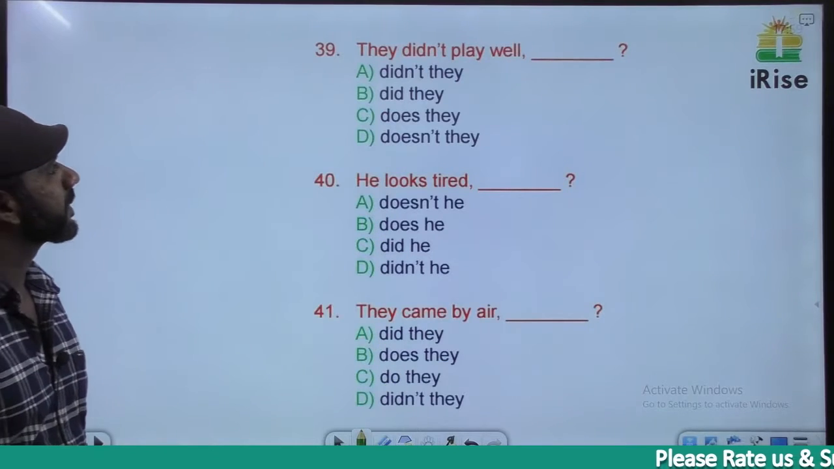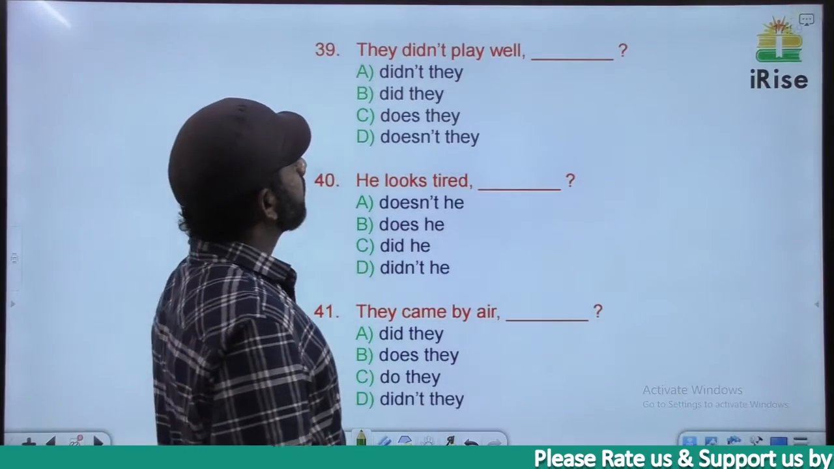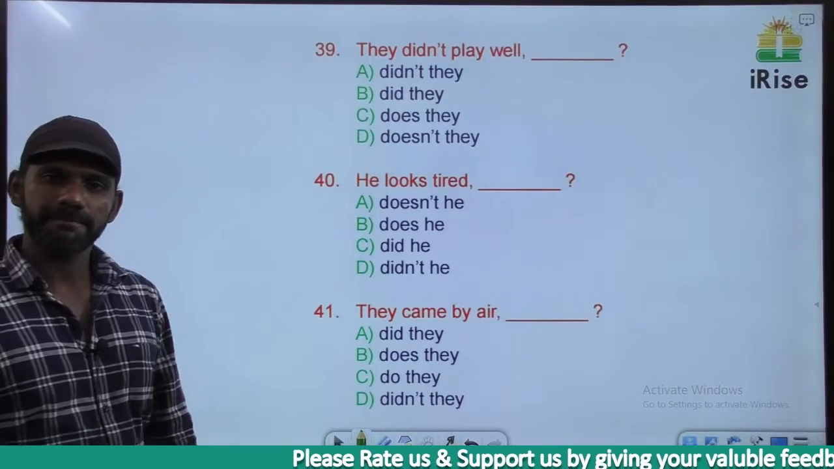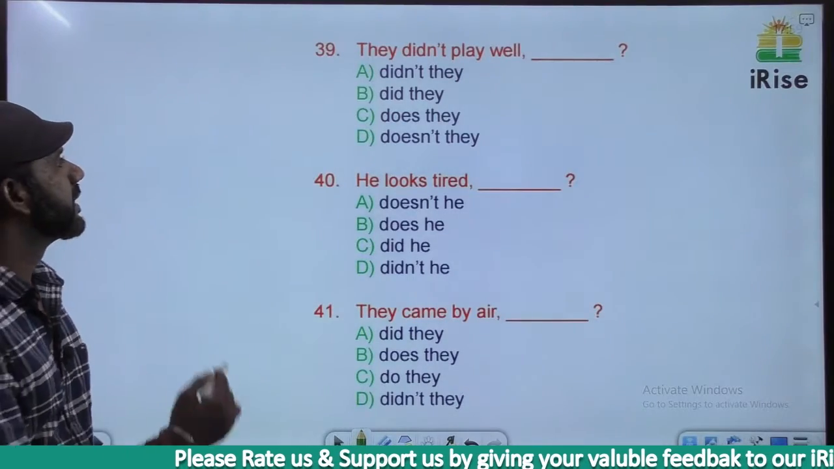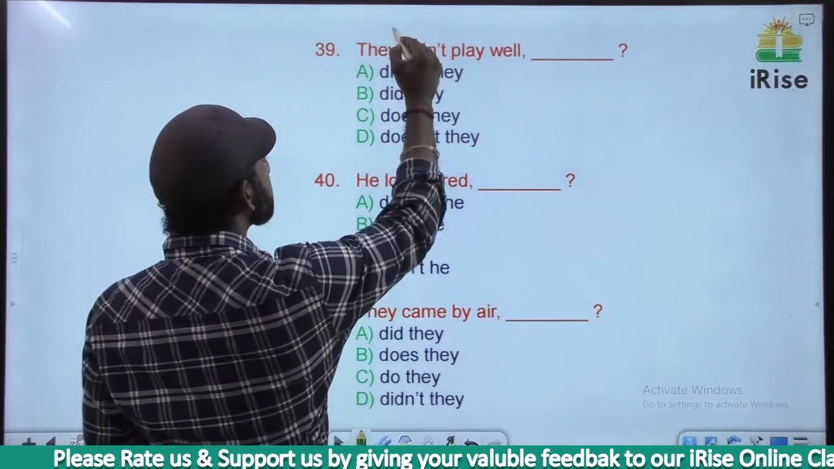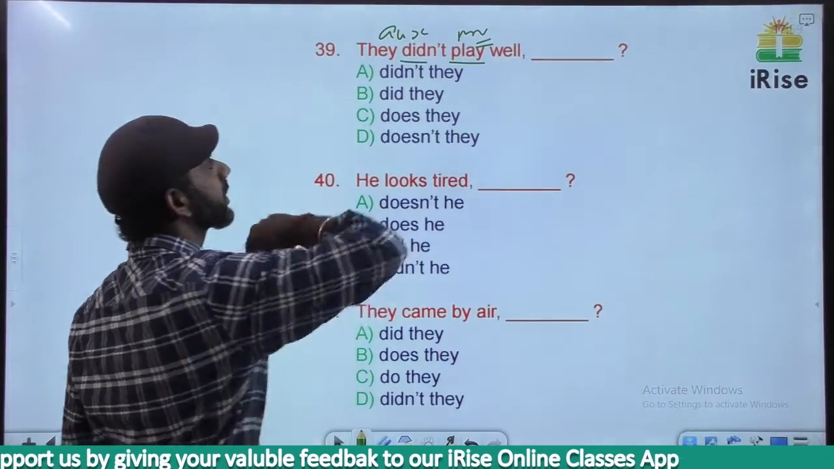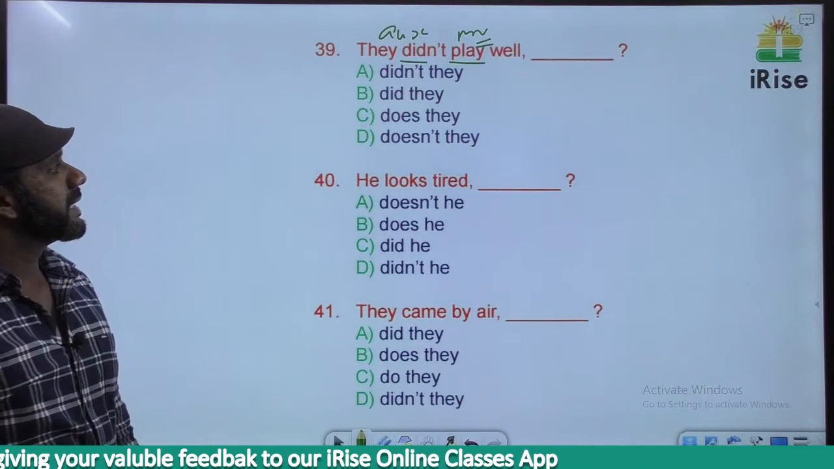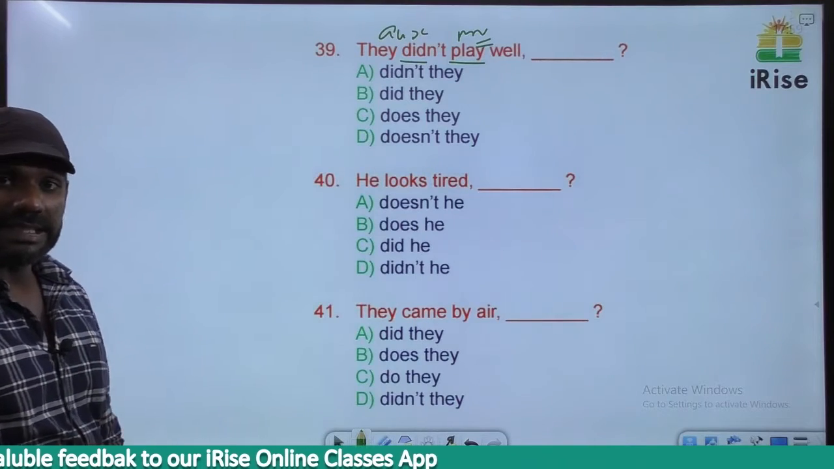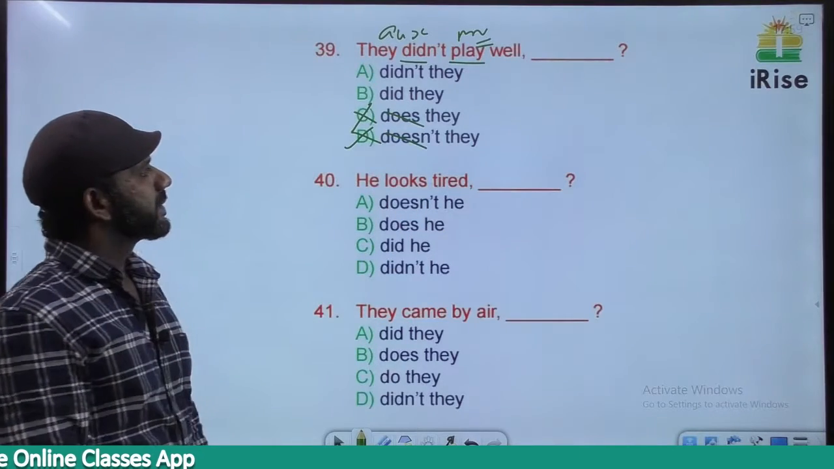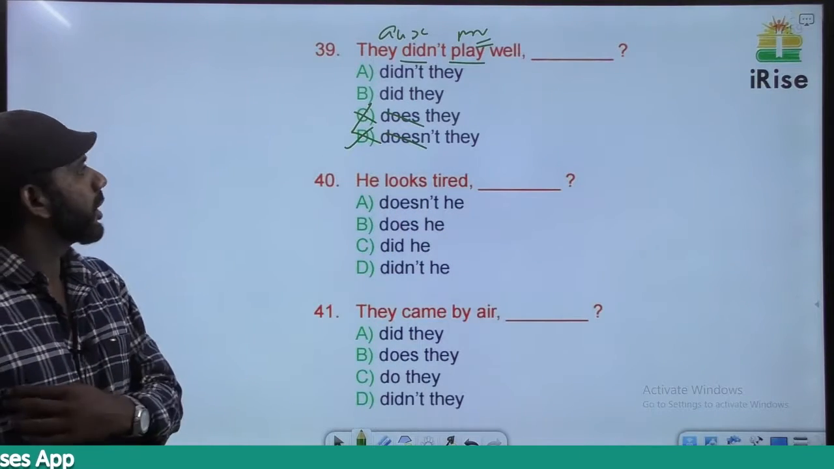The next one. They didn't play well. Auxiliary verb is there or not there? We have an auxiliary verb here. Did is an auxiliary verb in this sentence because play is the main verb here. So we have an auxiliary verb, did. So the tag must be framed with did. So C and D are eliminated. C and D is a does, present tense, gone.